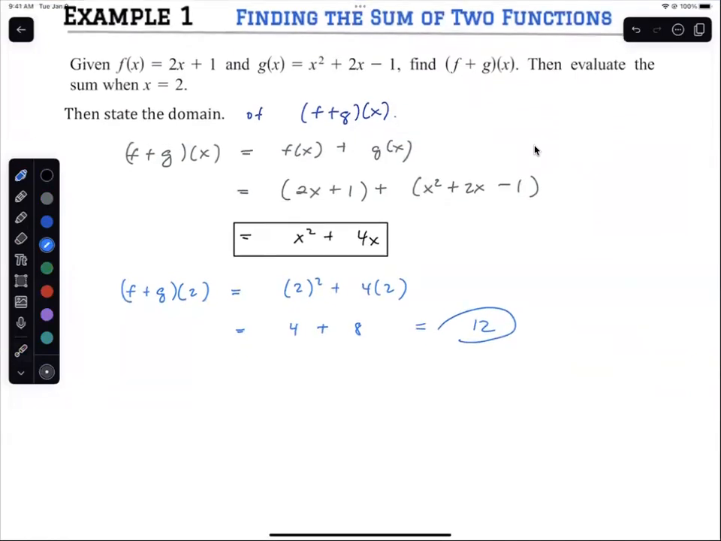Then state the domain. For this function right here, we have to look back at the original function. So this is a linear function, all real numbers. The domain of this guy, it's a quadratic, all real numbers. So if we add these two functions together, all real numbers plus all real numbers, the result is also going to be all real numbers. So the domain of f plus g of x is negative infinity to infinity.